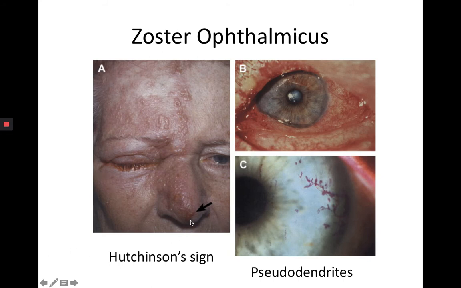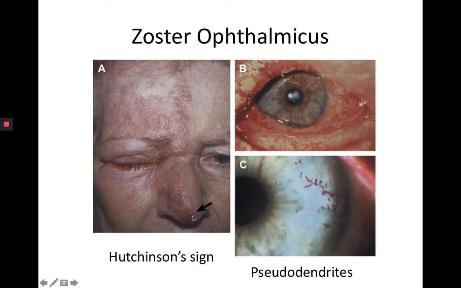Hutchinson sign is important to know. Patients with varicella zoster keratitis will often have a characteristic vesicular rash in the nasociliary branch of the V1 or ophthalmic division of the trigeminal nerve. And if the nasociliary nerve is involved, it is likely that the patient will have corneal involvement. So it's important to look for pustules or lesions at the tip of the nose, which might indicate that there is corneal involvement. This sign is neither sensitive or specific, but helps in your diagnosis.